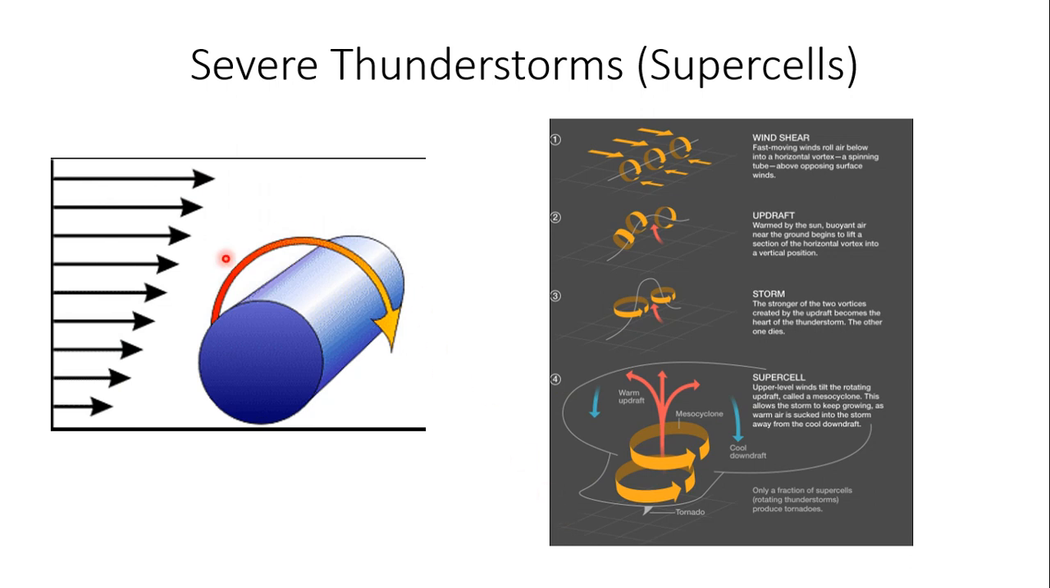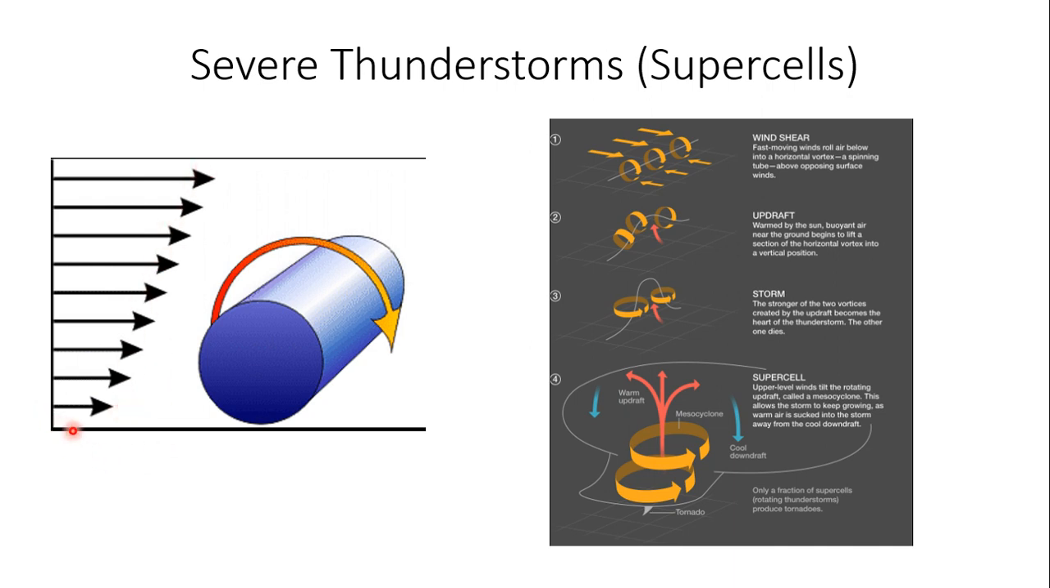Here is an example of a horizontal rotating tube on the left. Now these wind vectors, I call them vectors, these arrows. The shorter the arrow, the less the wind speed. The longer the arrow, the greater the wind speed.